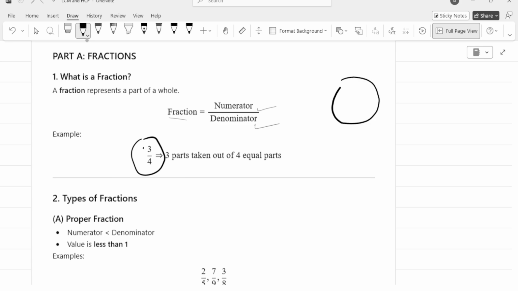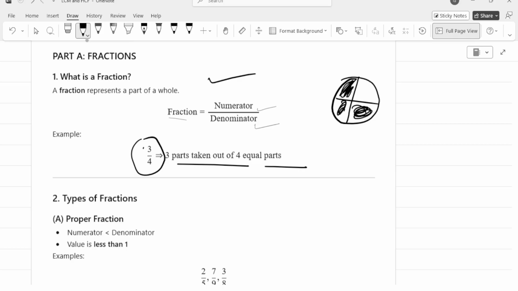For example, here is the complete round shape, and we divide it into 4 parts. I take the first part, second part and third part. Now the fourth part is the remaining, so we can say that 3 parts are taken out of 4 equal parts. Now we understand why we learn fractions.